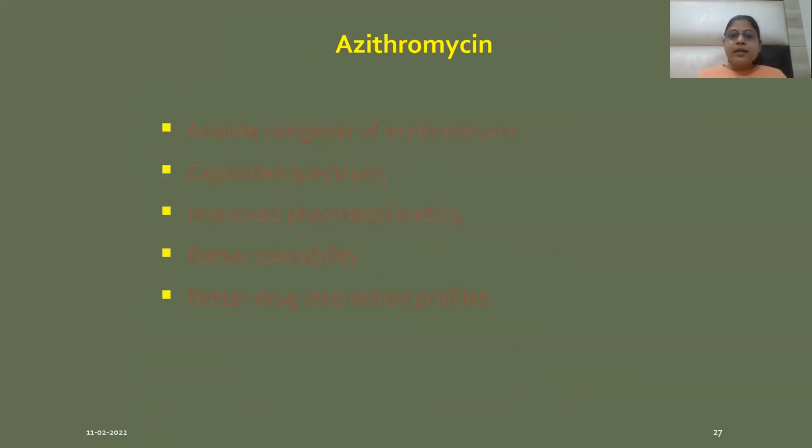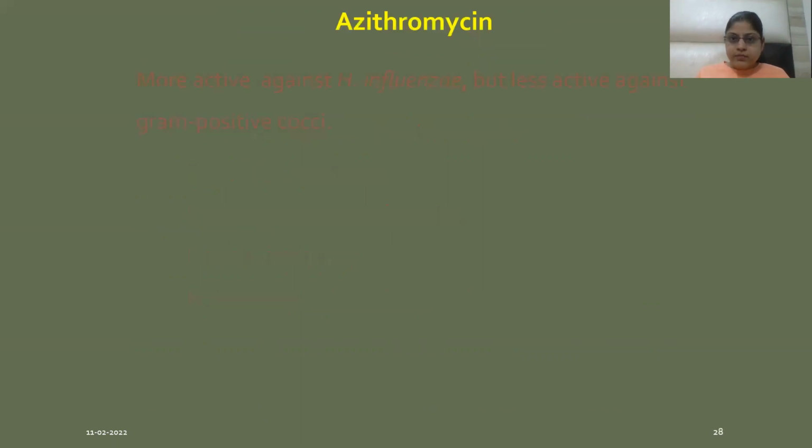Azithromycin is the azalide congener of erythromycin, with expanded spectrum of activity, improved pharmacokinetics, better tolerability, and a better drug interaction profile. It does not inhibit the cytochrome P3A4 and 1A2, so drug interactions are not seen with azithromycin. Plus it is longer acting, so it can be used once daily. It has better tolerability and improved pharmacokinetics.